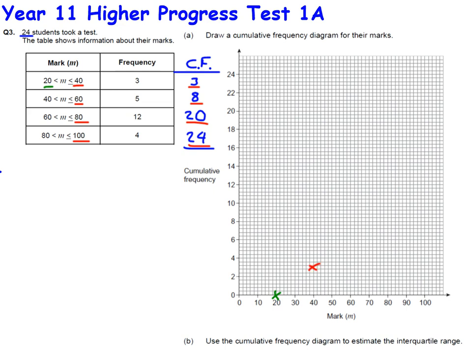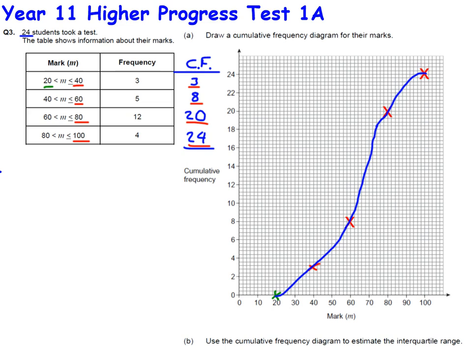Now it's quite difficult to plot these coordinates, so you might want to use a ruler to make sure that you are in line with these. Now next one is 60 and 8, and 80 and 20, and the last one at 100, 24. Once we have all of these plotted, the next stage is to plot a smooth curve. Do not connect these with a straight line. So this gives us our cumulative frequency diagram for the marks given.